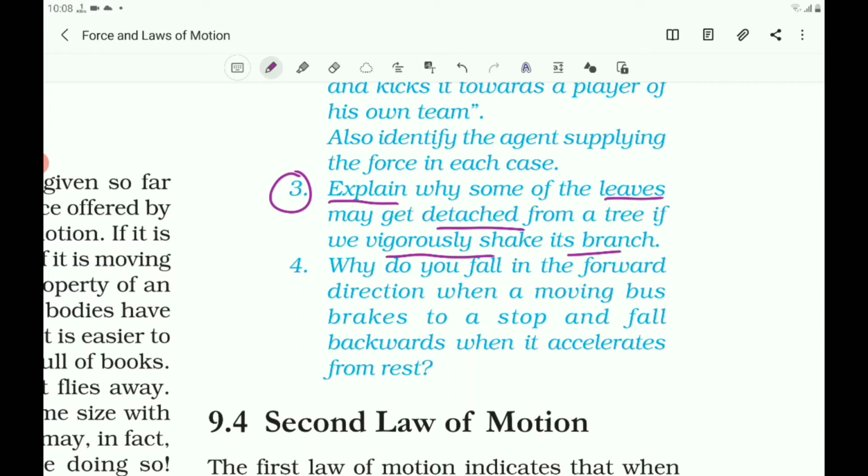Here the branches of the tree come into a state of motion, but the leaves tend to maintain their state of rest, that is, according to inertia. So leaves get detached from the tree and fall down. The reason is inertia here.